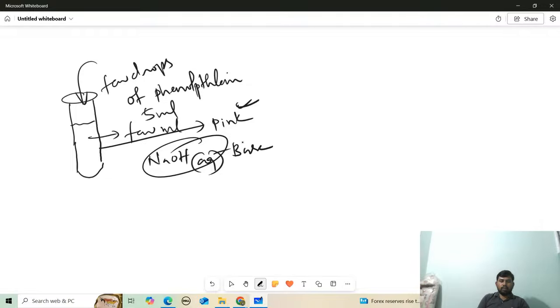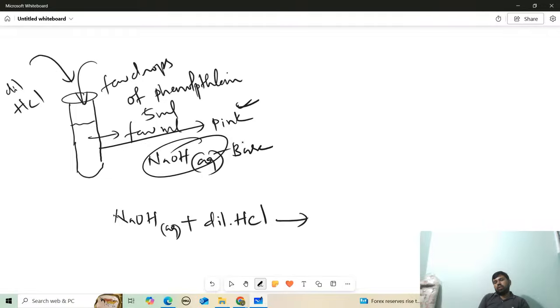Next, they're asking you to add dilute HCl. Here we have NaOH solution, and we add dilute HCl drop-wise. What happens? It is neutralized. Acid produces H+ ion, and base produces OH- ion. These two combine. What will form? Water.